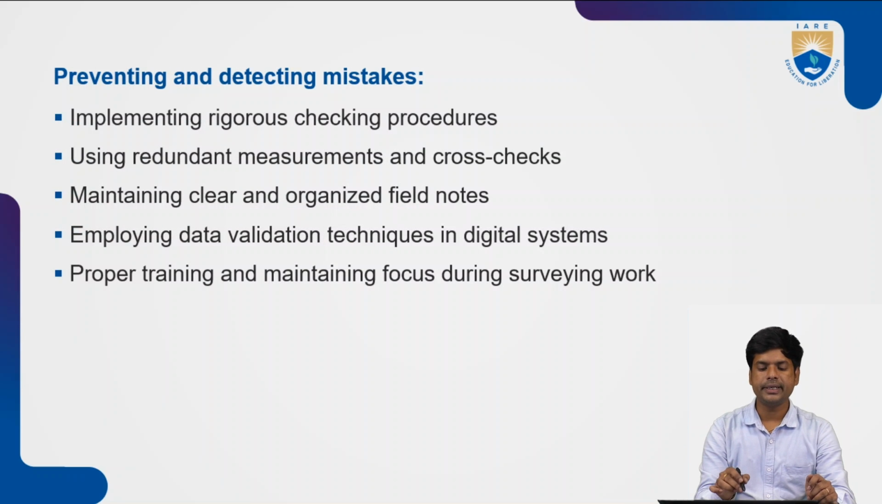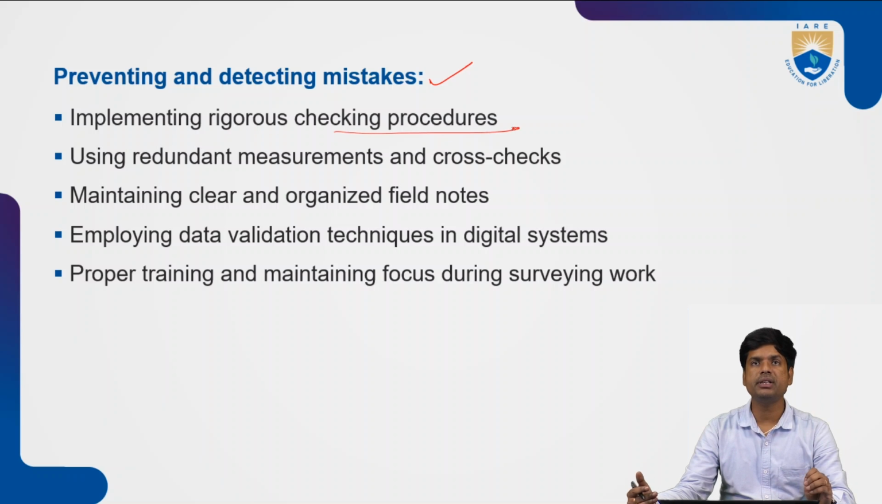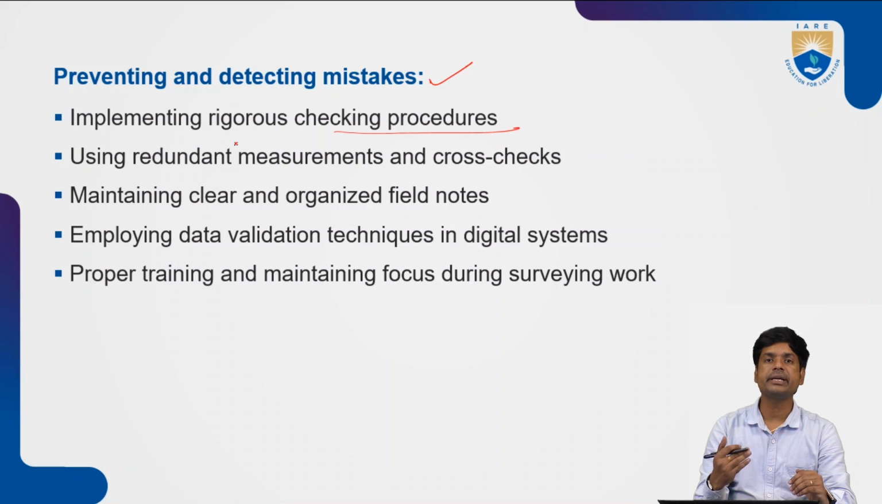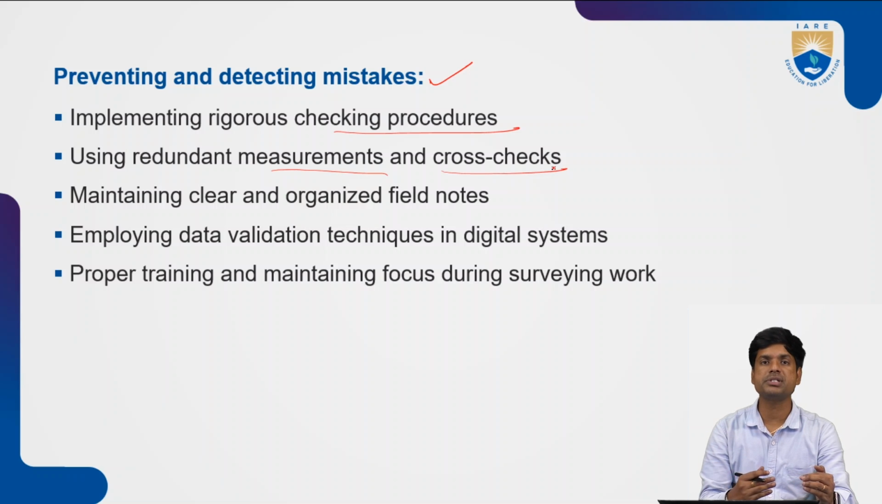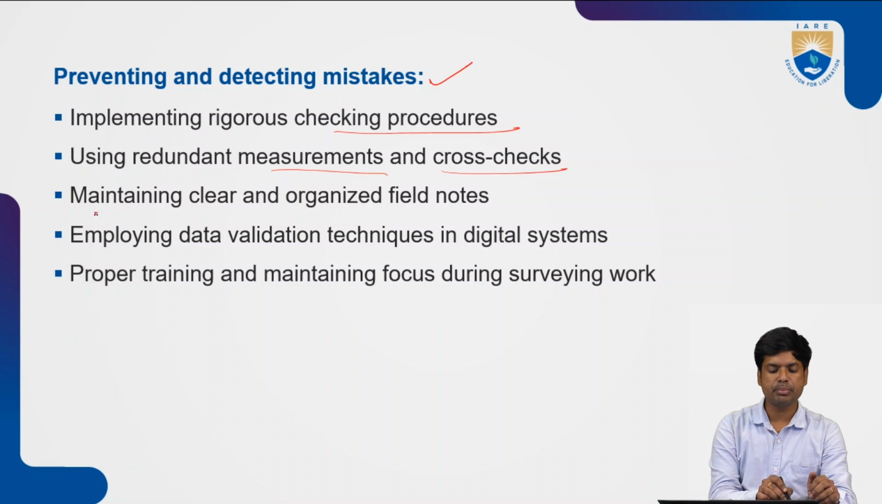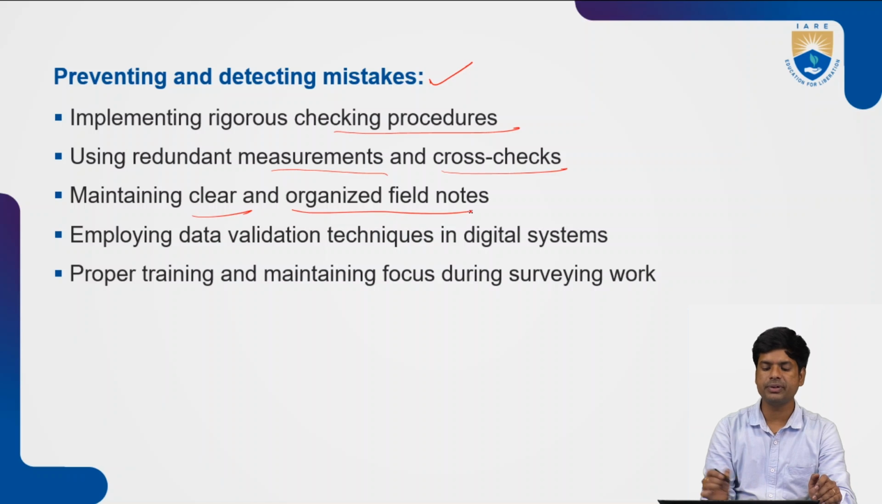And preventing and detecting mistakes. Implementing rigorous checking procedures. So how to prevent these mistakes? We have to regularly check the procedure, which type of procedure you are using, whether you are following the correct procedure or not. And using redundant measurements and cross checks. You have to cross check the measurements. And next, maintaining clear and organized field notes.